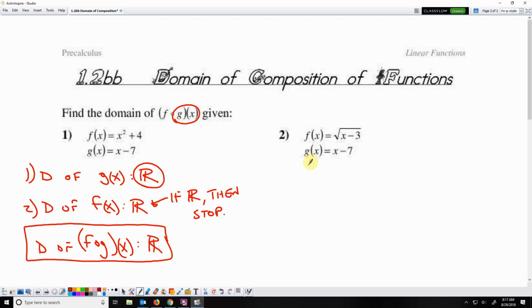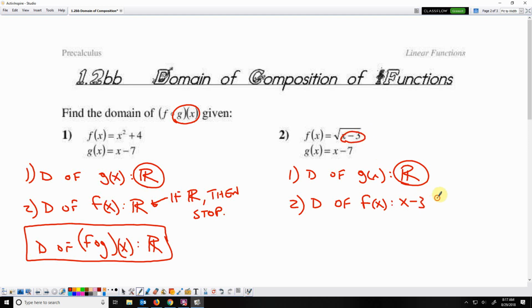On number 2, once again, the inner function is g of x, domain of g of x, and I do not have a variable in a denominator or a radical, so that is all real numbers. And I'm going to circle that because I'm going to use it in my final answer. For f of x, there's a variable under a radical, and what's under a radical cannot be negative, so this right here, this x minus 3, has to be greater than or equal to 0. So I'll move that over, so x has to be greater than or equal to 3.